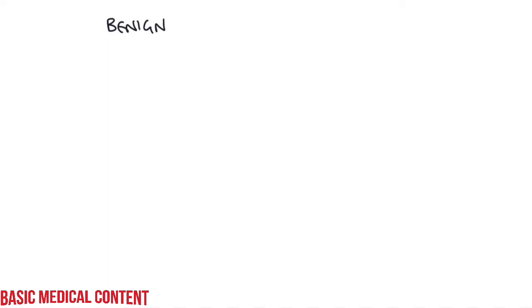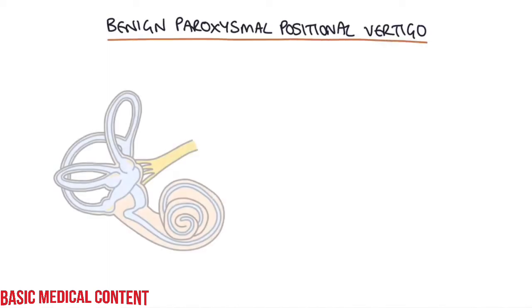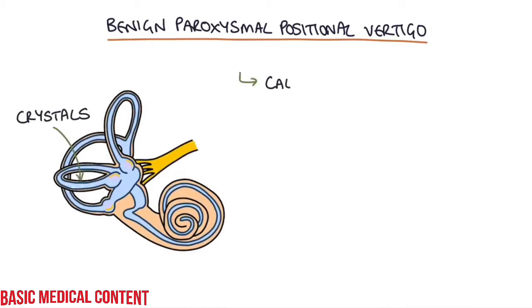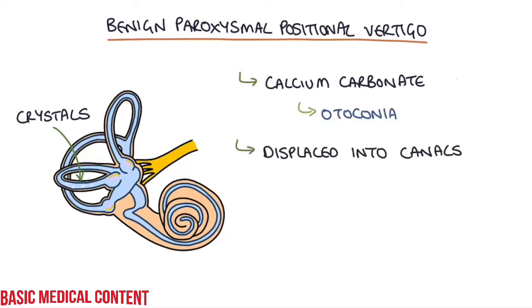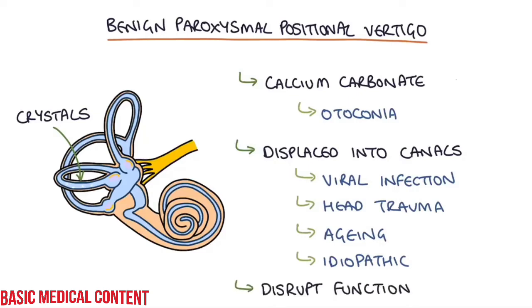First, let's talk about benign paroxysmal positional vertigo, or BPPV. This is caused by crystals of calcium carbonate, which are called otoconia, that become displaced into the semicircular canals. They may be displaced by a viral infection, head trauma, aging, or without any clear cause at all. These crystals disrupt the normal flow through the canals and therefore disrupt the function of the system.